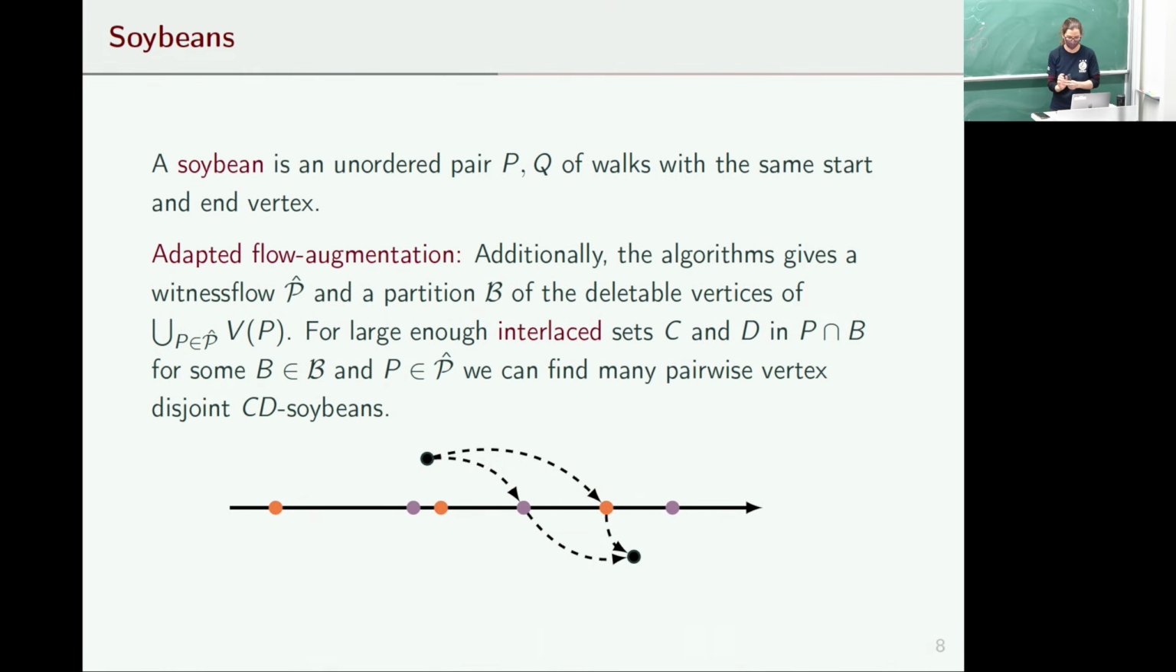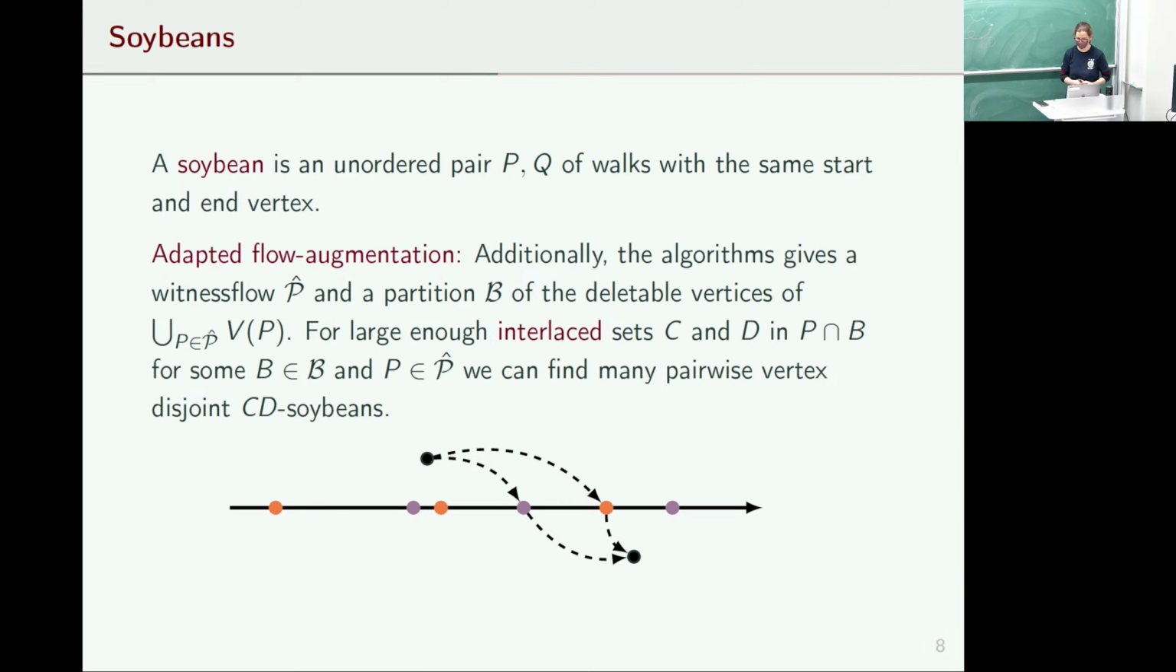And then we adapt the flow augmentation to not only give us a witness flow for our start and end vertex, but also partitioning all the deletable vertices. Remember, there are the undeletable vertices, the terminals, that I do not want to ever delete. But the deletable vertices I partition into parts. And then I also produce a large number of soybeans for sets that are interlaced concerning these partitions of the deletable edges.